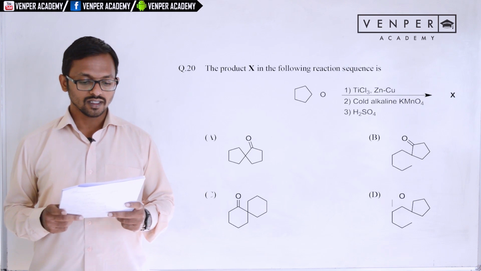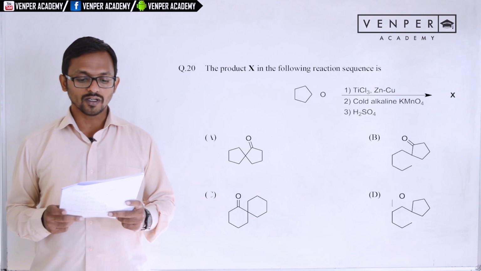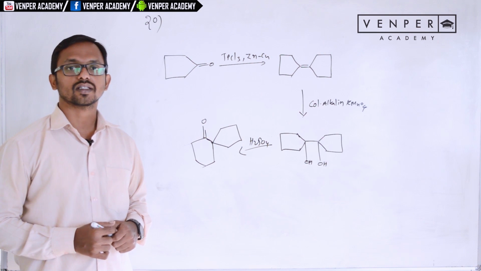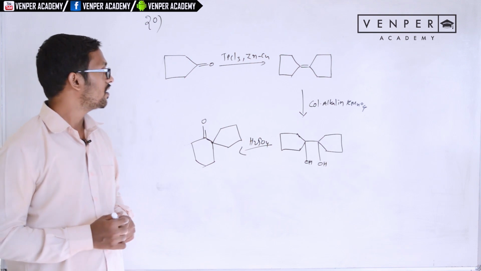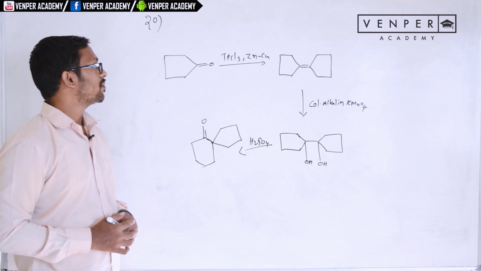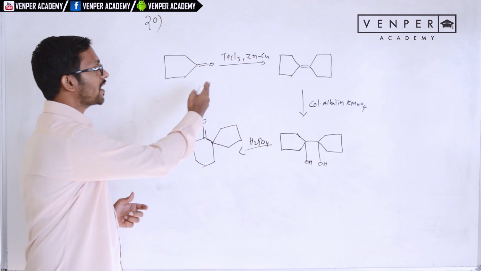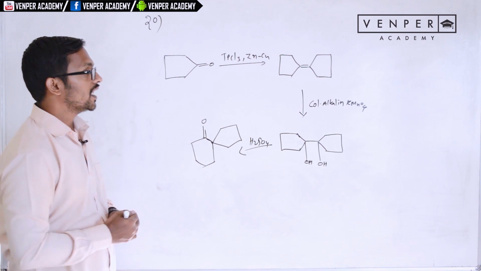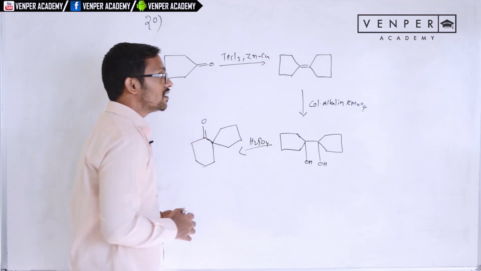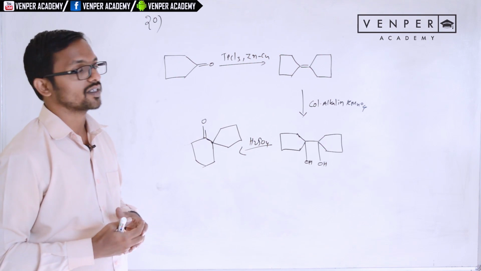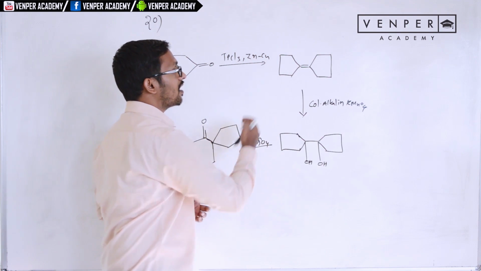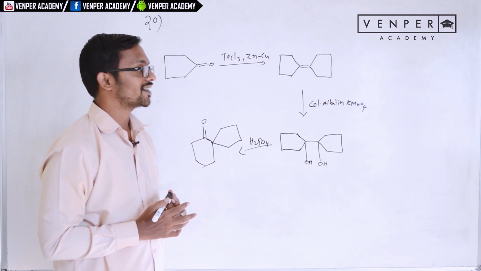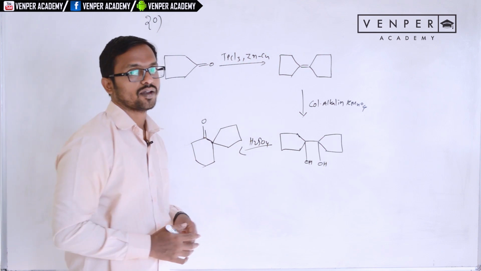Question number 20. The product X in the following reaction sequence is. In the given 4 options, option 4 is correct, that means option D is correct. Let us see. Here this is cyclopentanone. When it reacts with titanium trichloride in presence of zinc copper, a simple addition product is formed. Okay, this compound in presence of cold alkaline KMnO4 gives diols. So this is the diol.